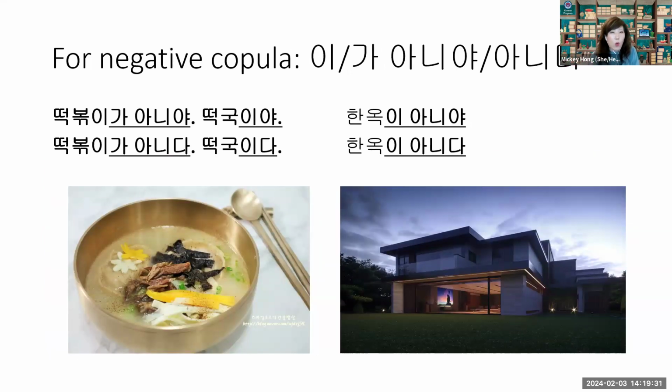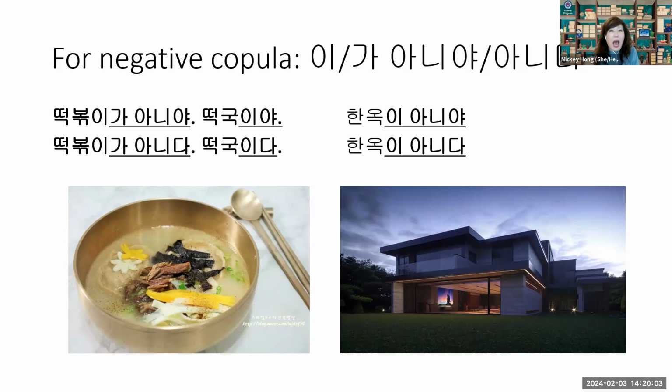For negative copula, it is either 아니야 or 아니다, okay? As in 떡볶이가 아니야, it's not 떡볶이. 떡국이야, it is 떡국. The 다 counterpart, 떡볶이가 아니다, 떡국이다, okay? It's not 떡볶이, so either one, okay?